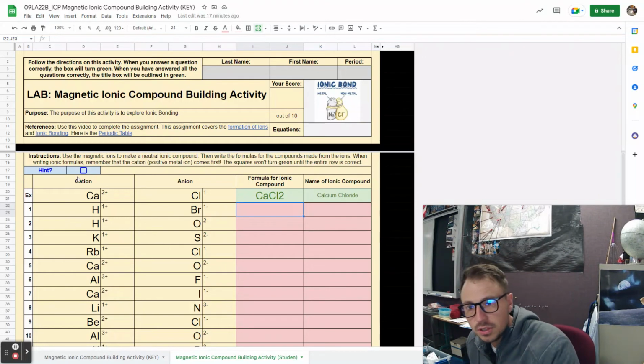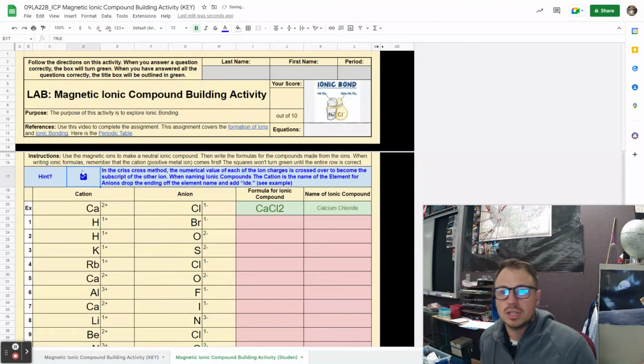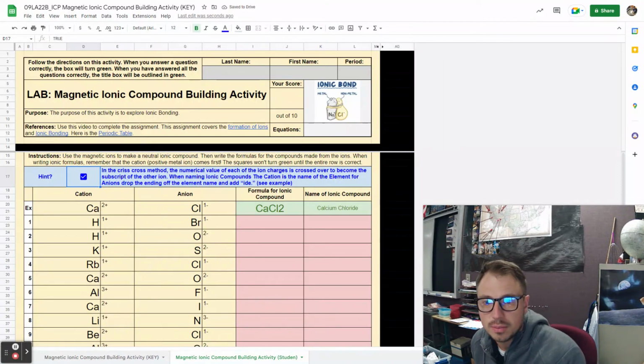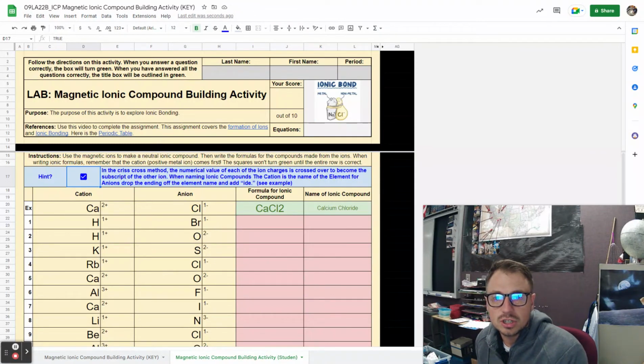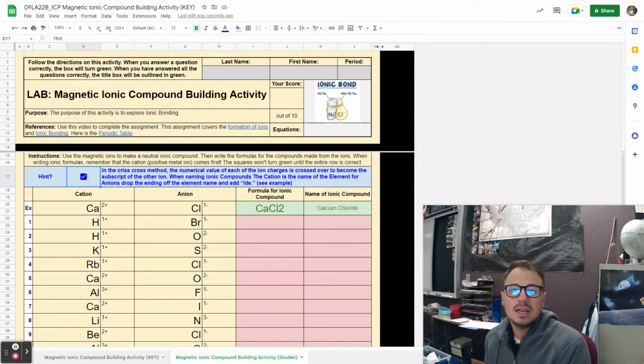If we look at this hint, the crisscross method, the numerical value of each ion's charge is crossed over to become the subscript of another ion. When naming ionic compounds, the cation is the name of the element. For the anions, drop the ending off the element name and add "ide."